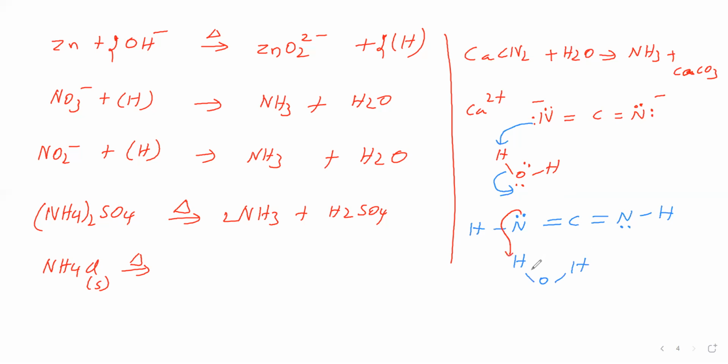This lone pair is contributed here, and this bond pair is coming here. It is attacking here. Then this bond pair is shifting here, so what we are getting, we will see. We are getting H, N, H, with a lone pair here and C. It is having OH here, and a double bond, NH.